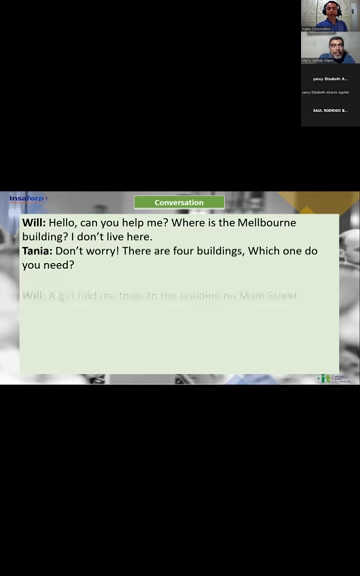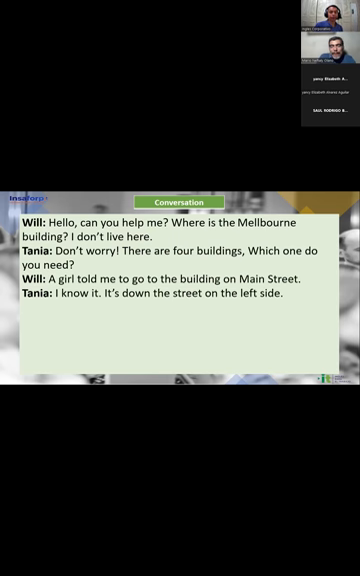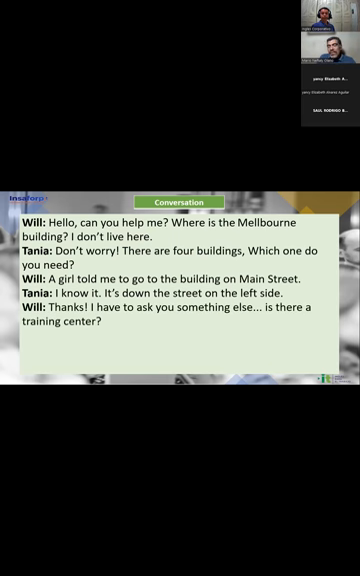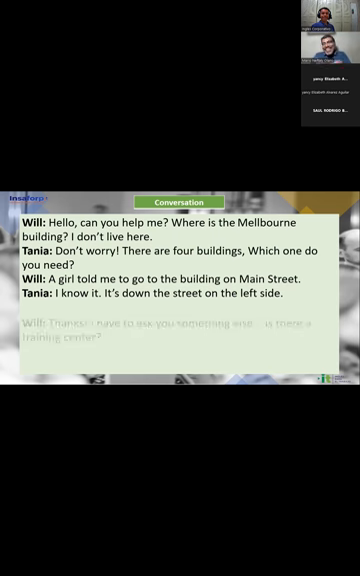A girl told me to go to the building on Main Street. I know it, it's down the street. On the left? On the left side. Thanks. I have to ask you something else. Is there a training center?